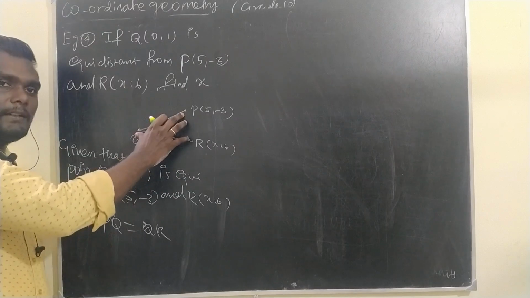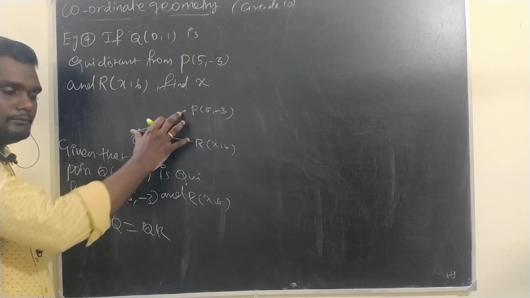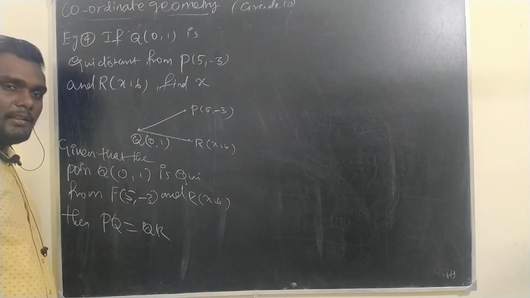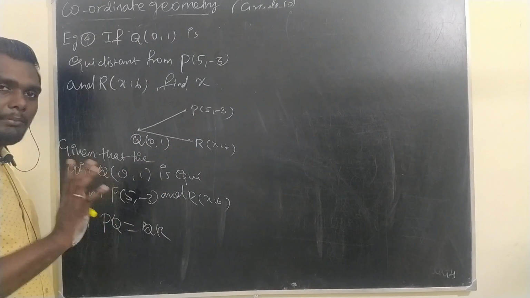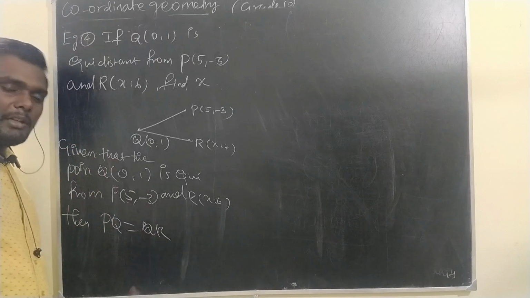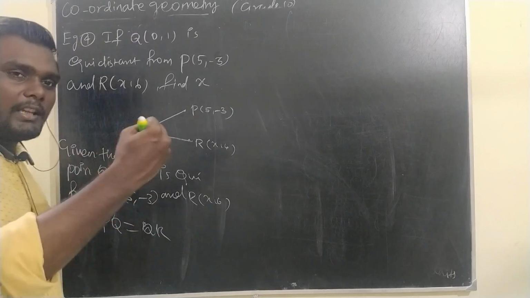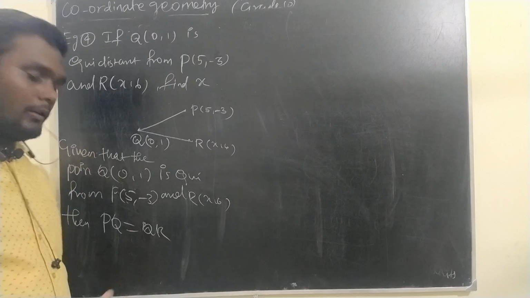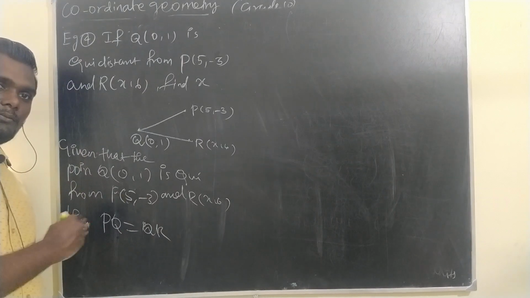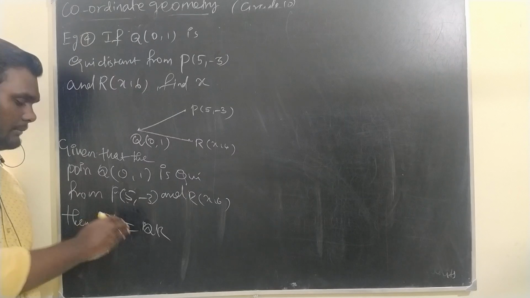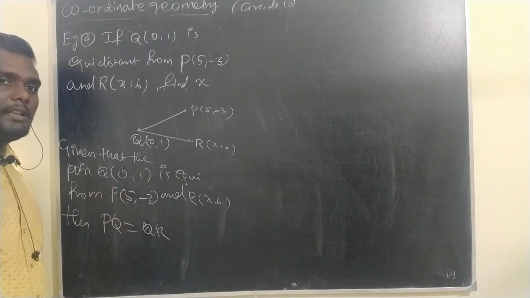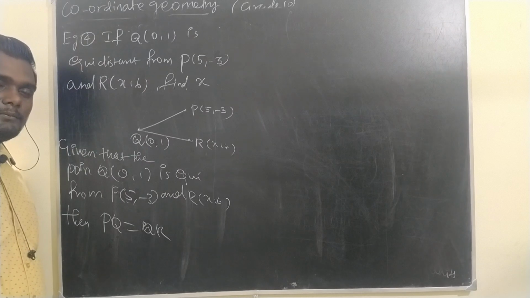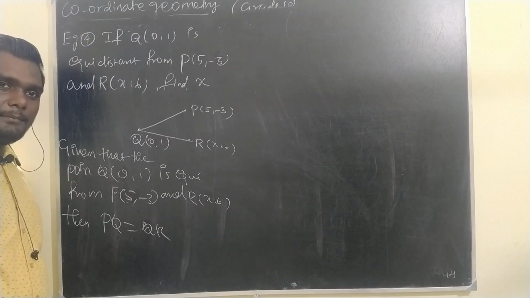Now what? Distance between P and Q is PQ. Distance between Q and R is QR, like I mentioned. So for this PQ we have to apply the distance formula, and for this QR we have to apply the distance formula. Both can be followed in the same step. If you can't follow, you can separate this: calculate PQ separately, calculate QR separately, and verify whether they are equal.